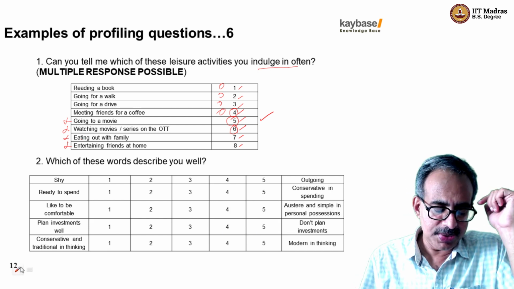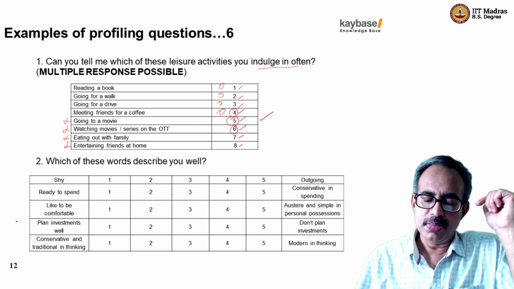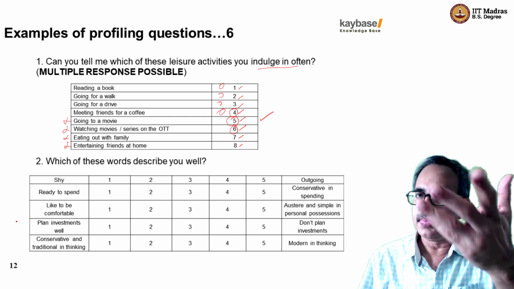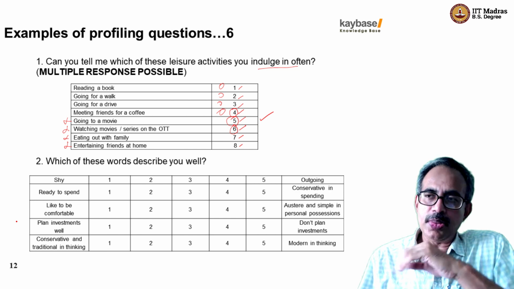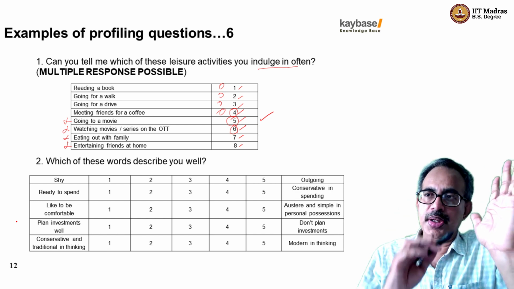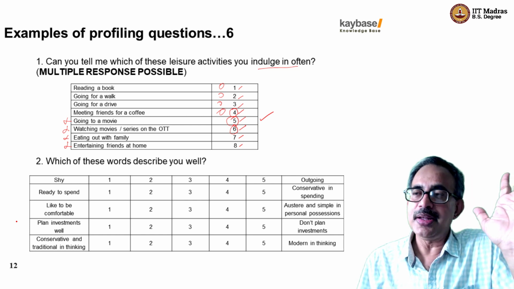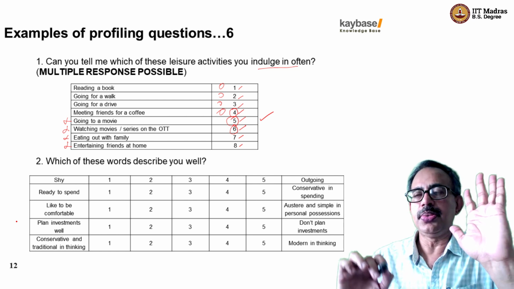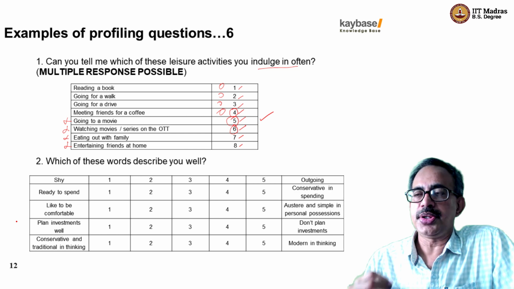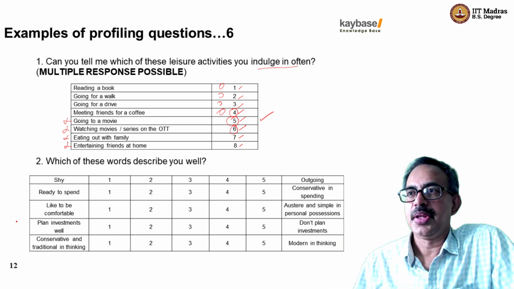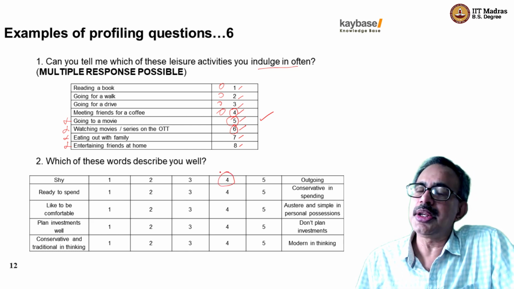Okay, then let's look at this example here. Which of these words describes you well? Let's do this with you, Mike. On the one extreme is shy, the other extreme is outgoing. So 1 means shy, 5 means outgoing. You can choose 1 or 2 or 3 or 4 or 5. Which one would you choose? And you have to be loud. Whether you're shy or outgoing, you have to be loud. 4. Ready to spend or conservative in spending?